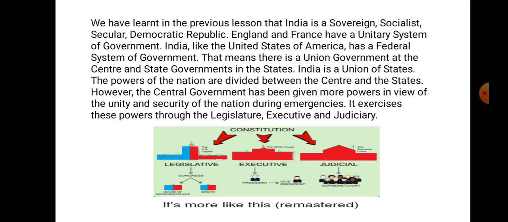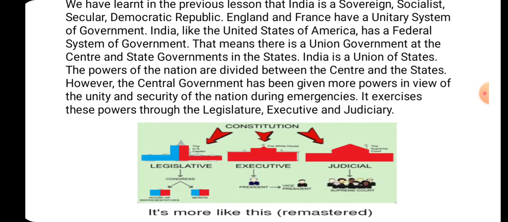Union government exercises three powers through the three organs of the government. Like we have different organs in our body which perform particular functions, similarly, the government which governs the country has three important organs. They are the legislature, executive and the judiciary. All these powers have been given by our constitution. The Indian constitution very clearly explains the powers and the functions of all these three organs of the government.